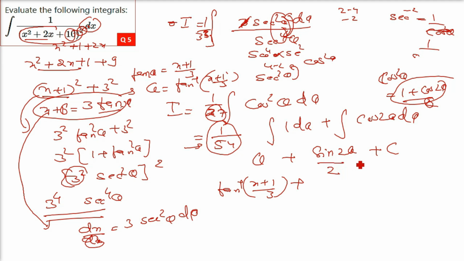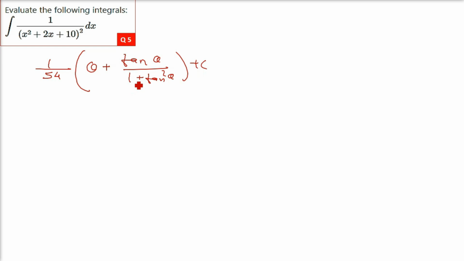You have to convert this sin 2 theta into tan form, because we already have tan inverse of (x plus 1) by 3. So sin 2 theta will be 2 tan theta divided by 1 plus tan square theta. This conversion you already know. Again, sin 2 theta is equal to 2 tan theta by 1 plus tan square theta. The 2 gets cancelled because there was already a 2 in the denominator. So we have already arrived here.